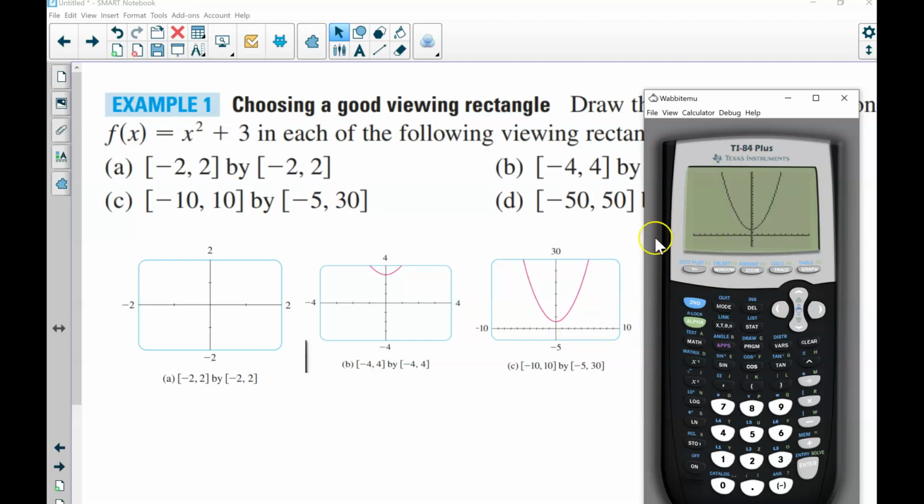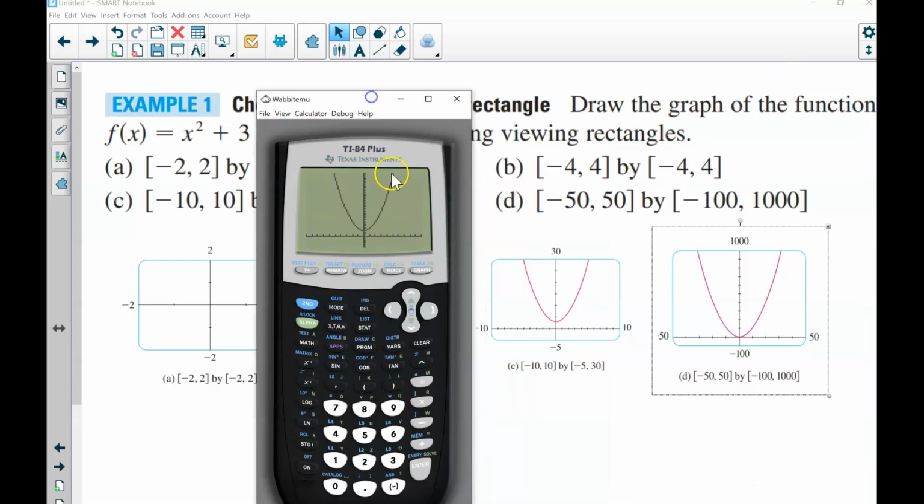So again, we're trying to figure out which one is the best one to look at. Okay, so therefore there is that one. And now let's go to D. So again, we're going to go to our window, and we're going to change this to -50, and then now 50, and then -100, and then to 100.